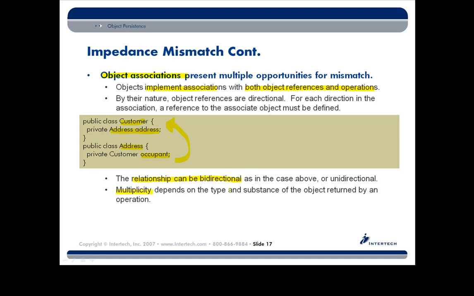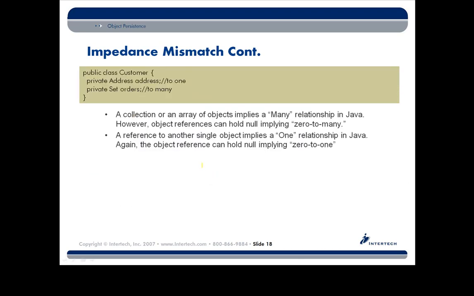Multiplicity is usually dictated by the type of our properties. In this case, we've got address and occupant both being references to a single object of either type address or customer. But we could easily have those address occupant properties be a list of or an array of addresses or customers, suggesting the customer has multiple addresses or an address has multiple customers at it. So a collection or an array, as demonstrated here on customer, implies a many type of relationship in Java.